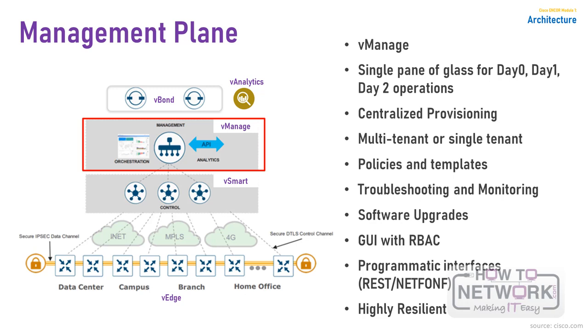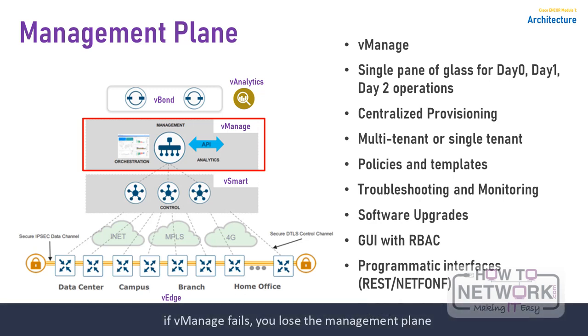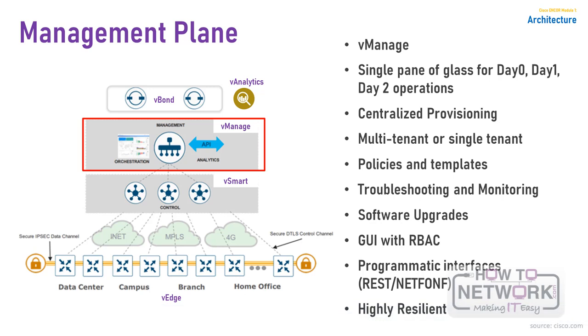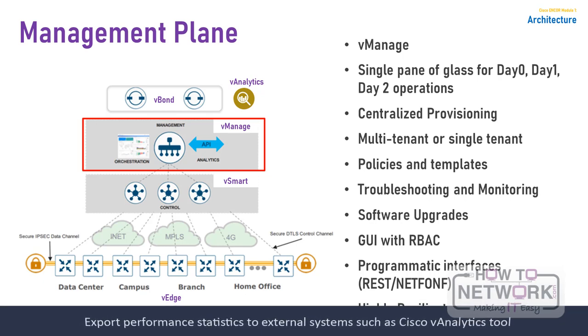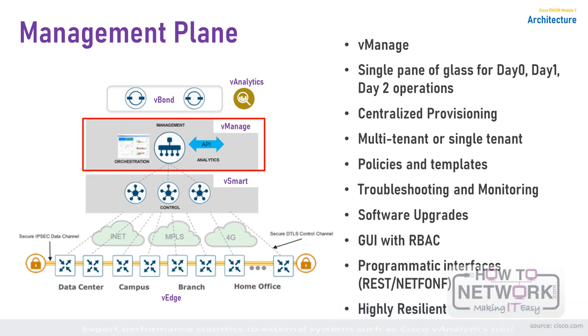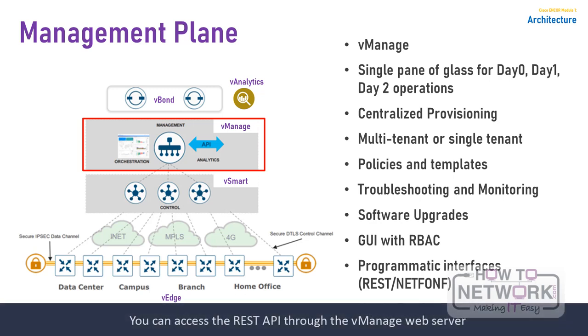vManage should run in high resiliency mode, because if you lose vManage, you lose the management plane. vManage supports multi-tenant mode in addition to the default single-tenant mode of operation. You can use vManage programmatic interfaces to enable DevOps operations and to also extract performance statistics collected from the entire fabric. You can export performance statistics to external systems or to the Cisco vAnalytics tool for further processing and closer examination. Cisco SD-WAN software provides a REST API, which is a programmatic interface for controlling, configuring, and monitoring the Cisco SD-WAN devices in an overlay network. You can access the REST API through the vManage web server.